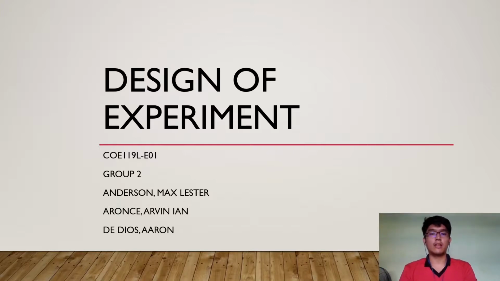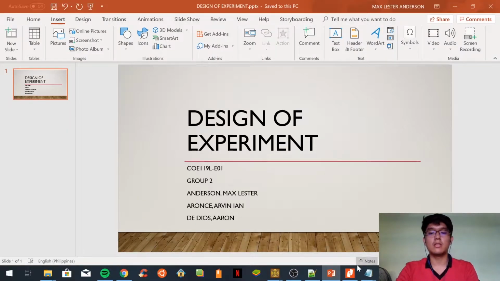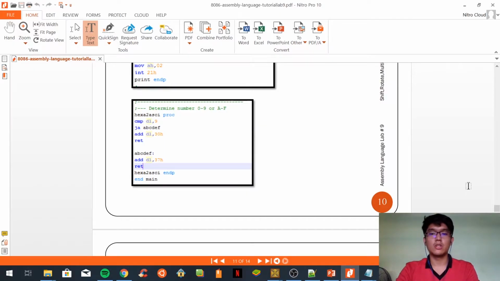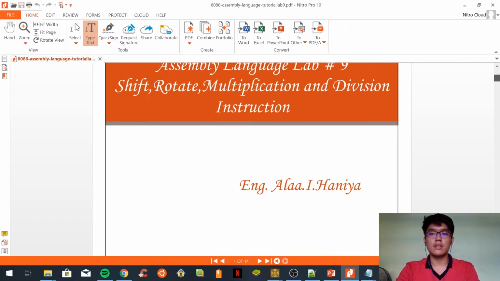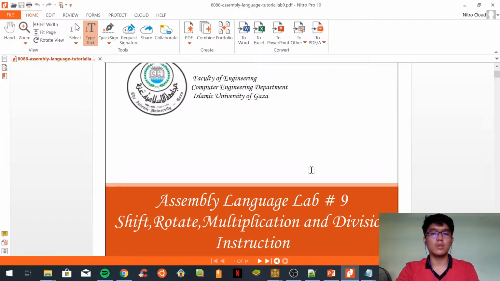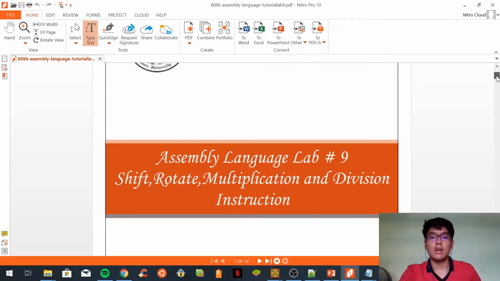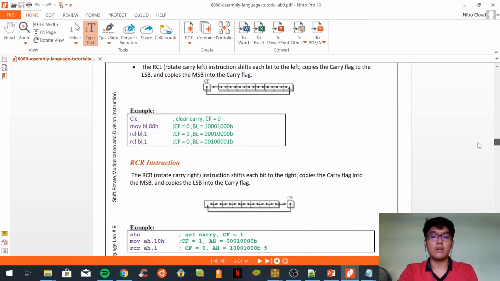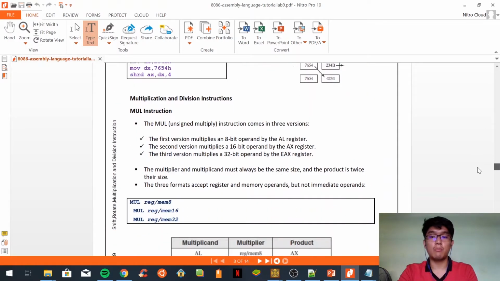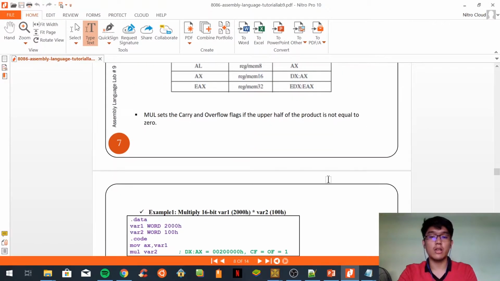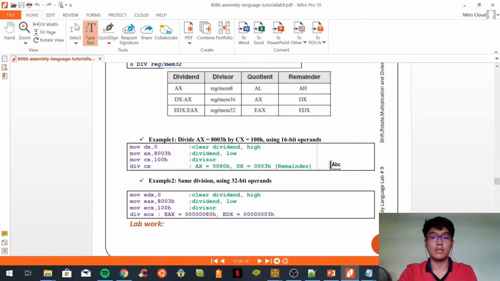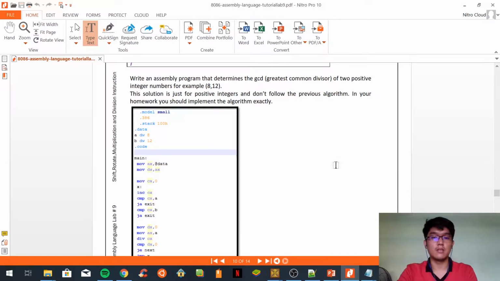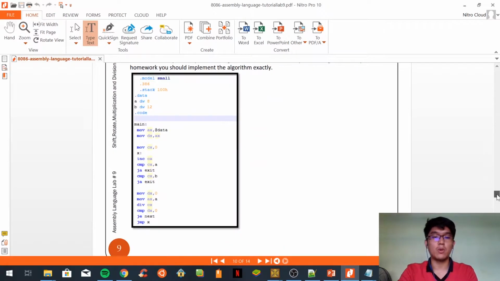We will now present our DOE, or Design of Experiment. It involves SHR function, interrupt 10H, 16H, and file operation. Our sample code came from University of Gaza. This one involves the SHR function. The SHR function was used to compute the GCD, or greatest common divisor, of two positive numbers. So this is the sample code.